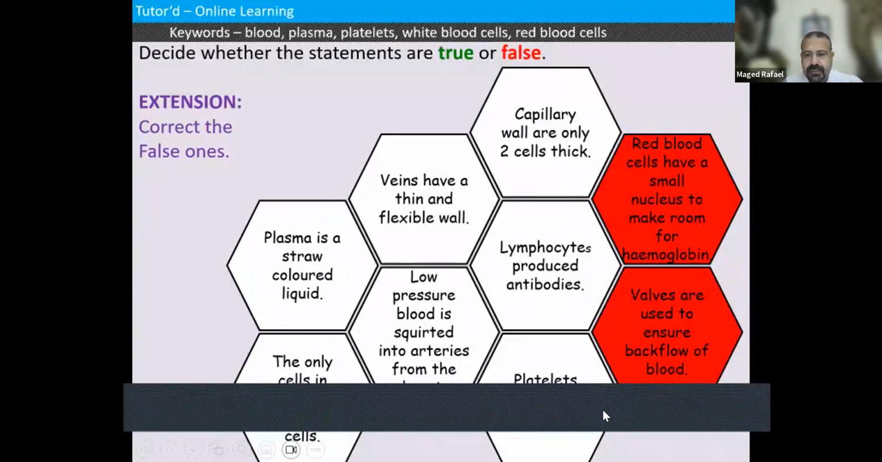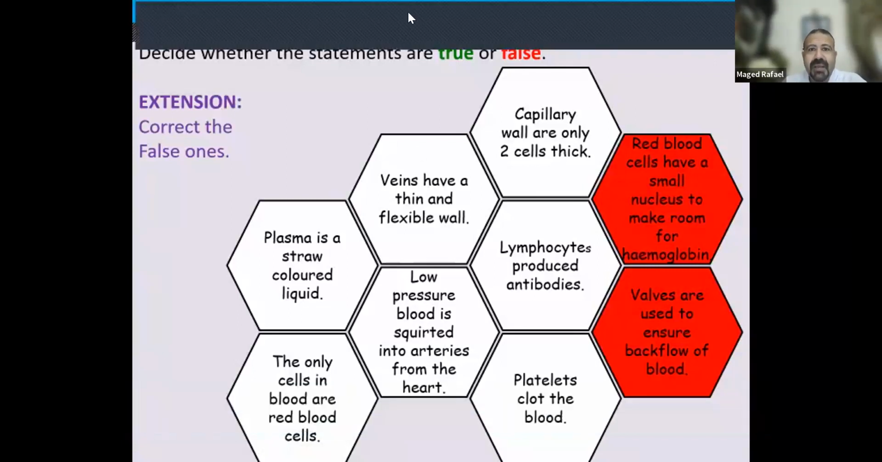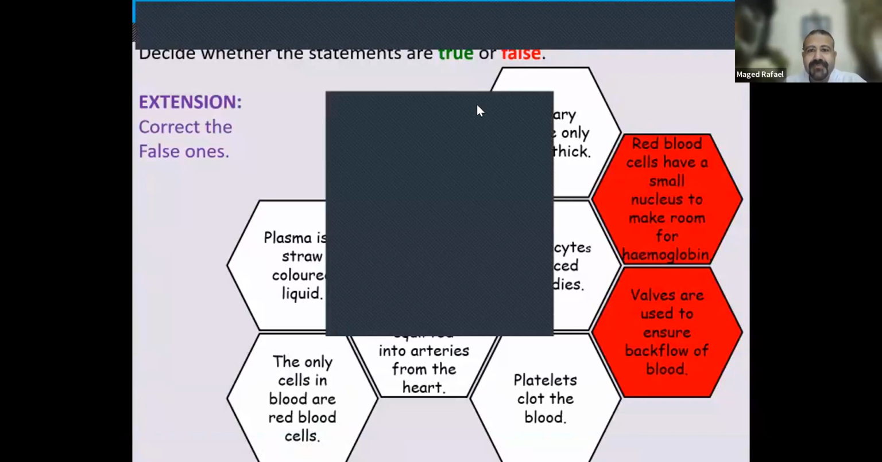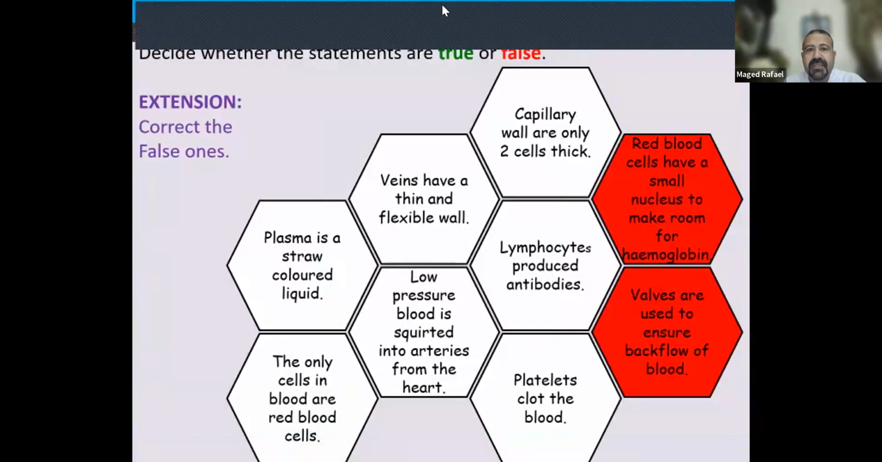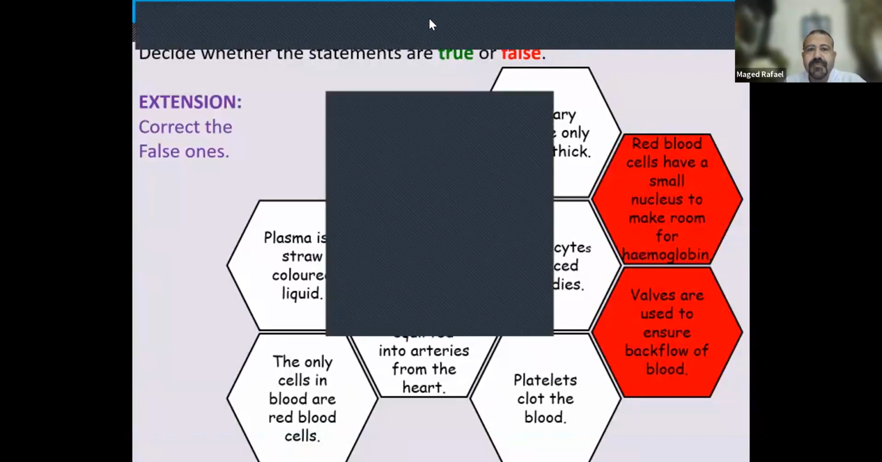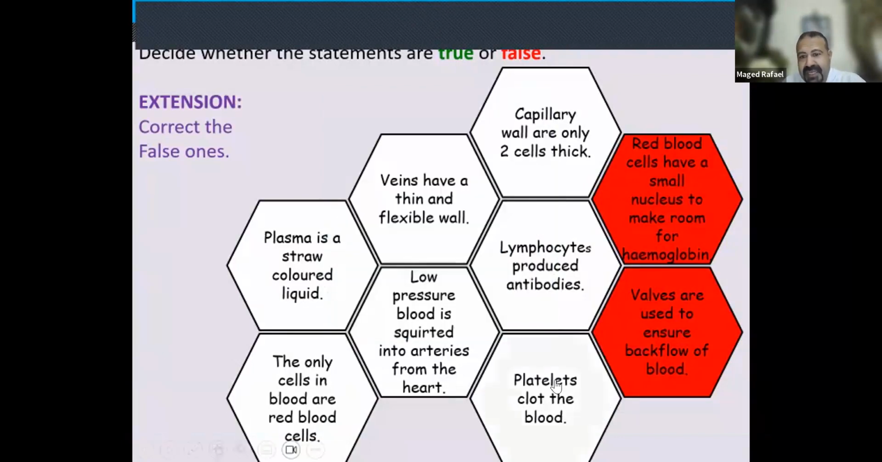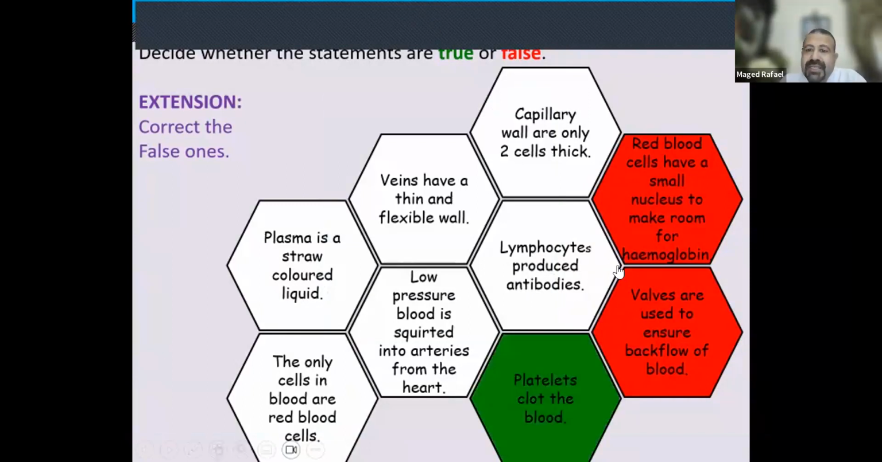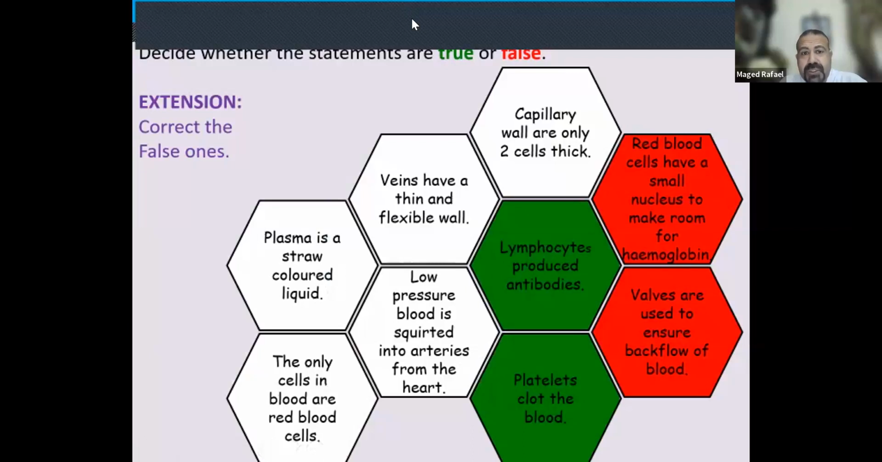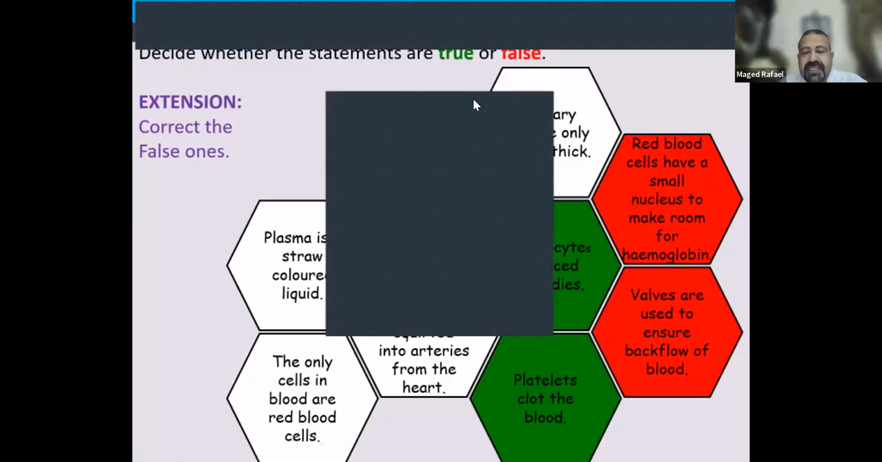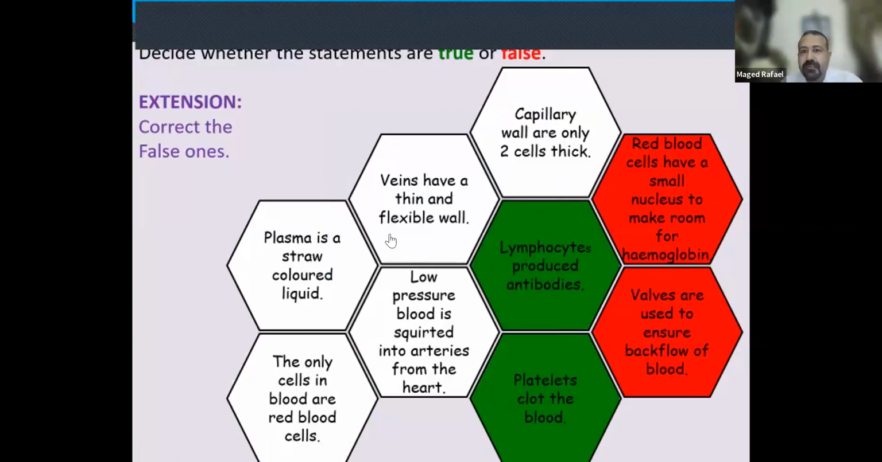Platelets clot the blood. What do you think about this one? Yes, exactly, Rakan. This is definitely right. Another one, lymphocytes produce antibodies. We did not mention this in our explanation, but yes, lymphocytes produce antibodies. The main function of lymphocytes is to produce antibodies. Wow, Rakan answered this, and Sophie, this means that you have this kind of information.